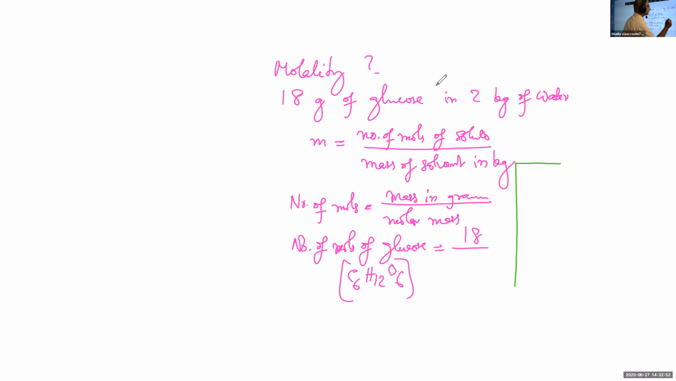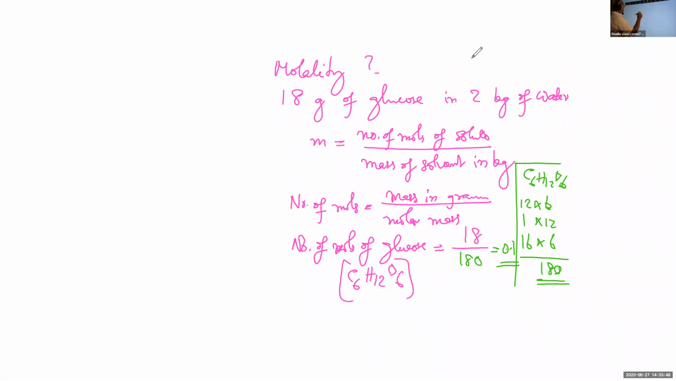So C6, H12, O6, find it out. Carbon, atomic mass 12 into 6. Then hydrogen, atomic mass 1 into 12. Then oxygen, atomic mass 16 into 6. You add all this, then you will get 180. That is the molecular mass of glucose, C6H12O6, equal to 180. So 18 by 180, you simplify that, 1 by 10, that is equal to 0.1. That is the number of moles. Now you can find out the molality, small m.